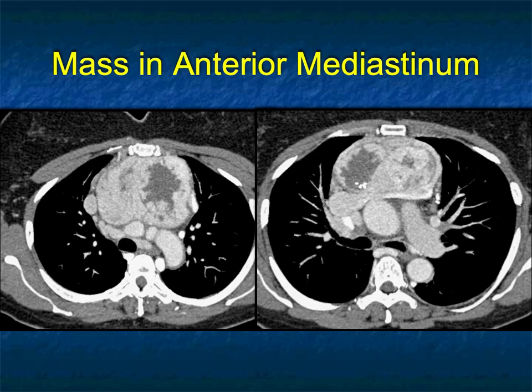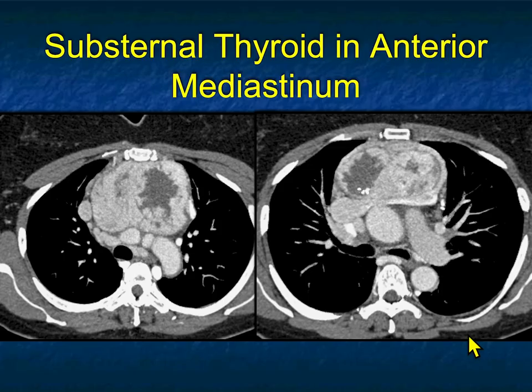Lymphoma, cystic lymphoma does occur, but it's usually not vascular. Thymomas have a range of appearances, so in theory, it could be a thymoma. But when you follow these images upward, what would you find? And you found that it was indeed a substernal thyroid in the anterior mediastinum.